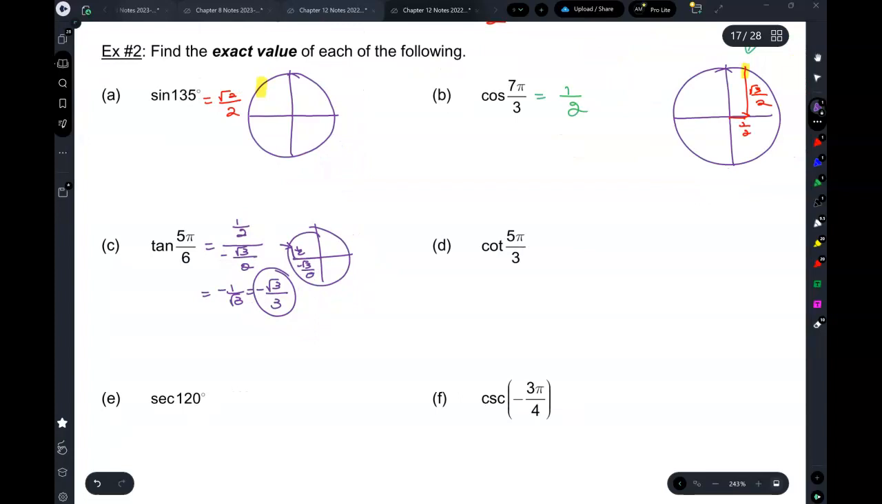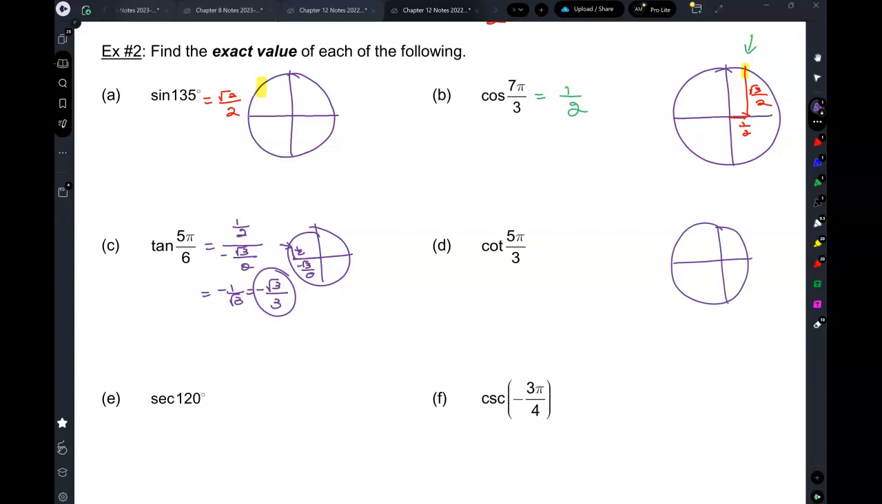Okay, cotangent 5 pi over 3. What quadrant is 5 pi over 3 in? 1, 2, 3, or 4? 4. 5 pi over 3, and it's the bigger angle there. Okay. So how would I get to that point? I go horizontally a little bit, but a lot more vertically, right?